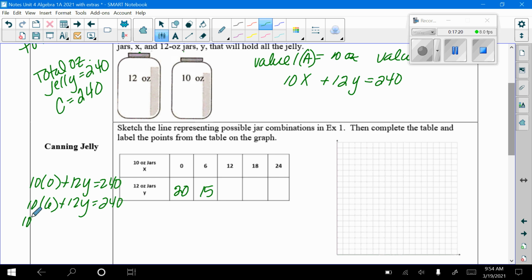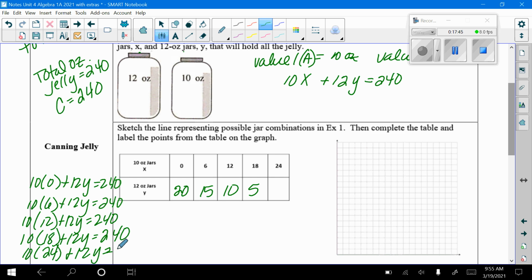Plug in a 12, 10 times 12 plus 12y equals 240. I'll end up taking away 120, and then I divide by 12, so I end up with 10. And then 10 times 18 plus 12y equals 240, and I'm going to end up with 5. And 10 times 24 plus 12y equals 240. I solve that and I get 0.